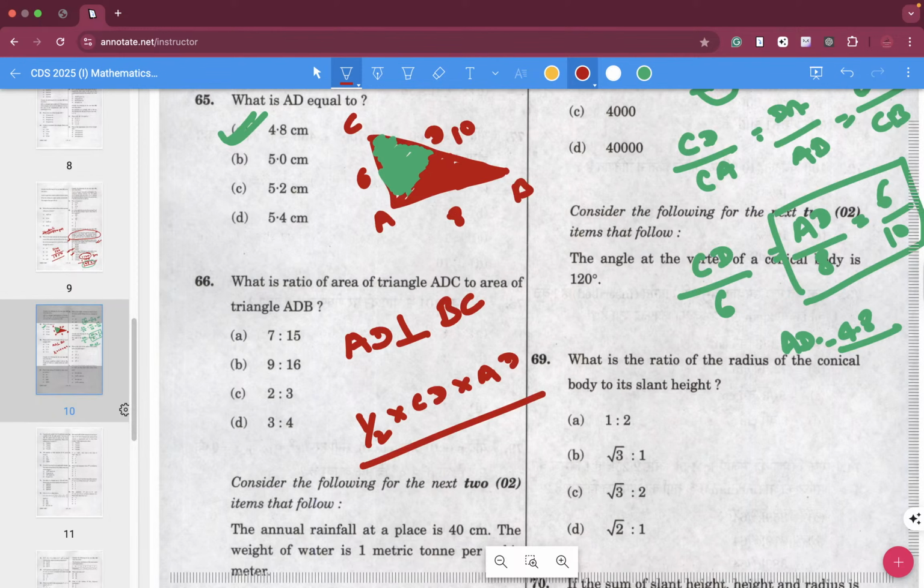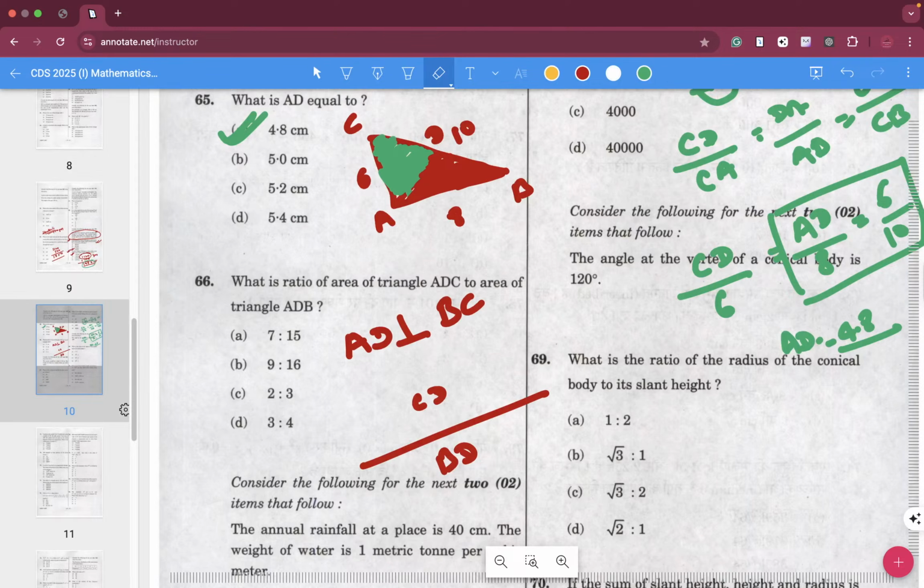AD, divided by, for triangle ADB, the area of the triangle is how much? Half into base is how much? BD, and height is again AD. AD, half and half, all of this goes. What you are left with is CD and BD. You need to find out the value of CD and BD.